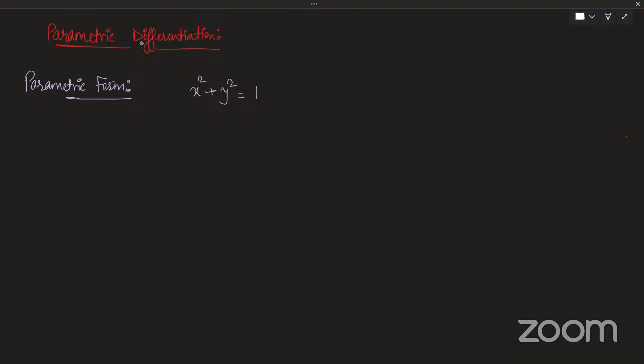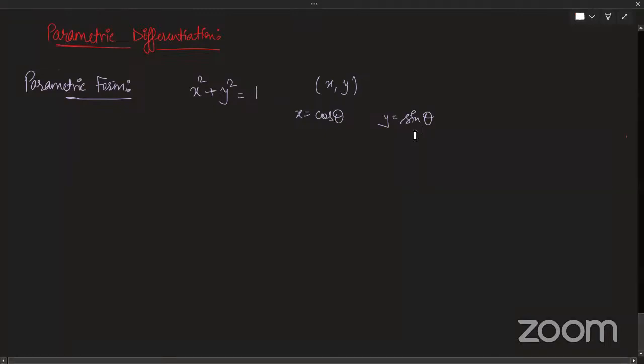Any point x comma y that lies on this curve can be represented using just one single variable theta. How can it be represented? If I take x to be equal to cos theta and y to be equal to sine theta, then I can represent x square plus y square is equal to 1 using just one variable theta. And this theta will be my parameter. Do you all agree that I have converted my equation from x and y to variable theta? So this theta can be called my parameter.